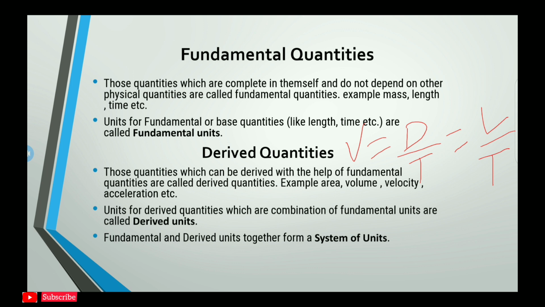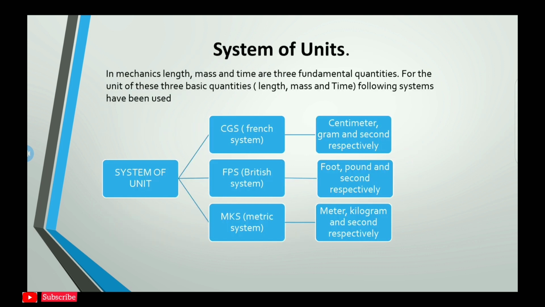Fundamental and derived units together form a system of units. And in mechanics, length, mass and time are three fundamental quantities. For the units of these three basic quantities, the following systems have been used. That is the CGS system, which is also called the French system, the FPS system, also called the British system, and the MK system, called the metric system. What does this CGS stand for?